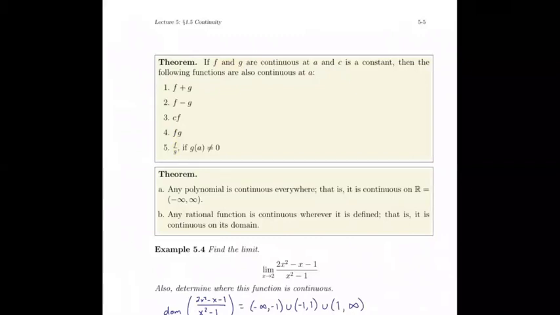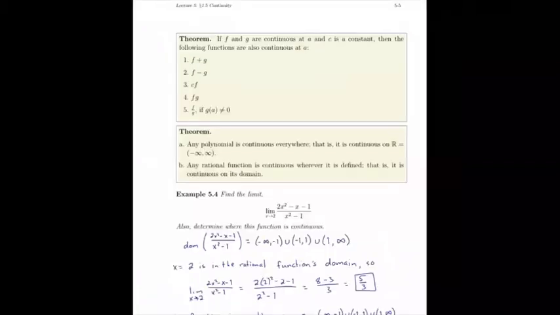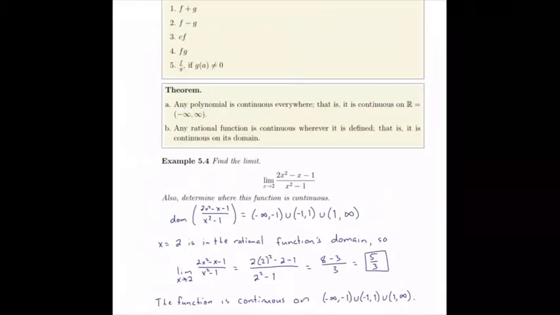And this set of results here is what finally brings us to the ability to conclude, and this was hinted at in the beginning of the video, any polynomial is continuous everywhere. So in other words, it's continuous on all real numbers, or the interval -infinity to +infinity. And then very similarly, any rational function is continuous wherever it is defined. So in other words, on all of its domain. And there we have it. So polynomials are continuous for all real numbers. Rational functions are continuous on their domain.